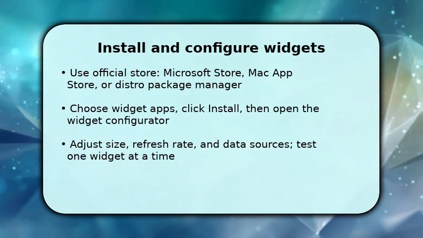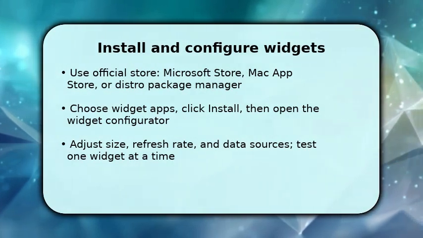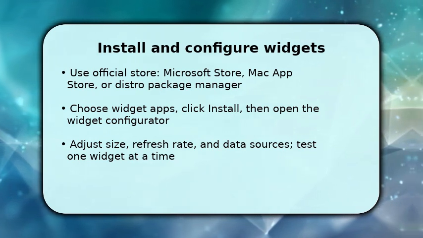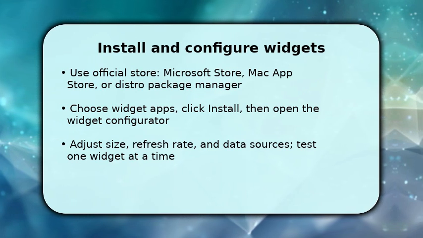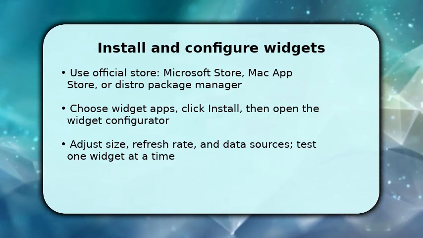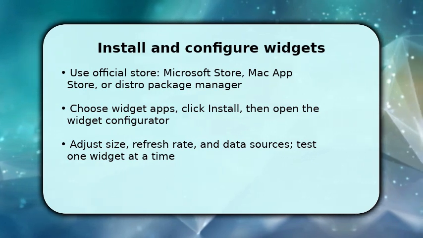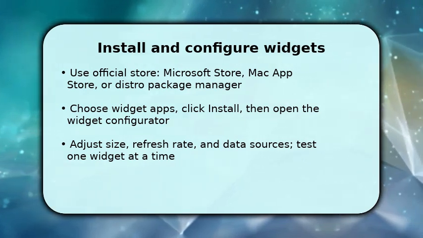Next, install widgets from trusted sources. Open your platform store or extension manager and search for the widget you need. Click Install and then launch its configurator. Configure data sources, refresh intervals, and size. This is where accuracy matters because aggressive refresh rates drain battery.